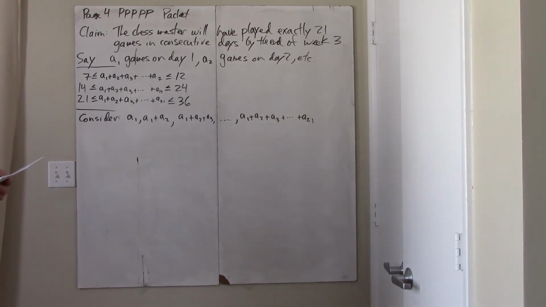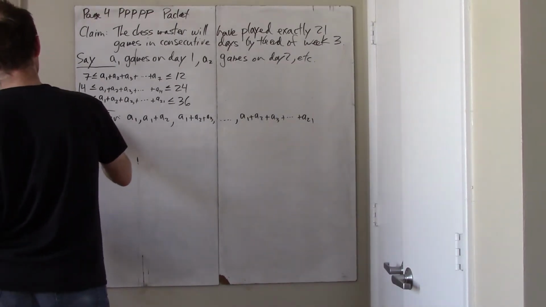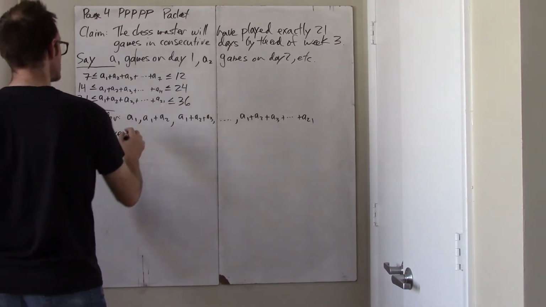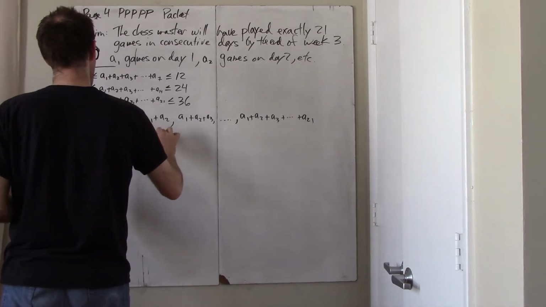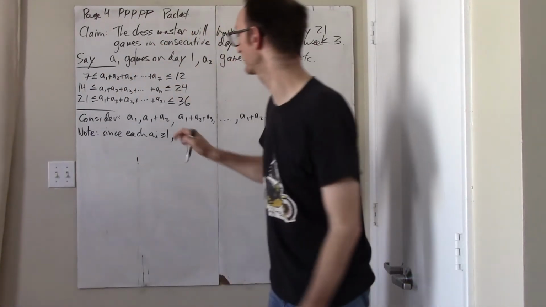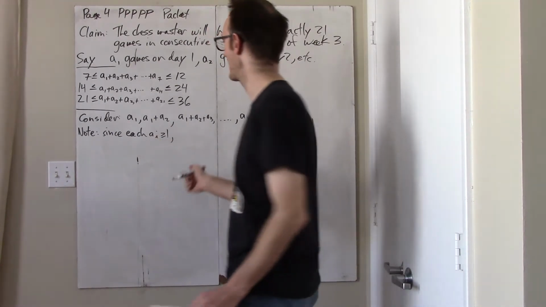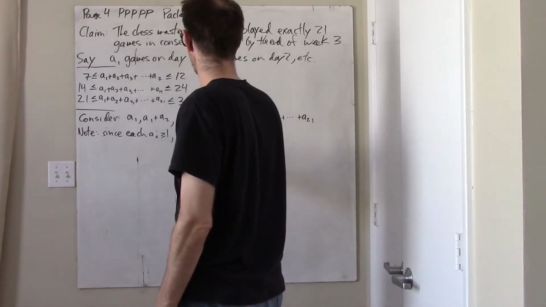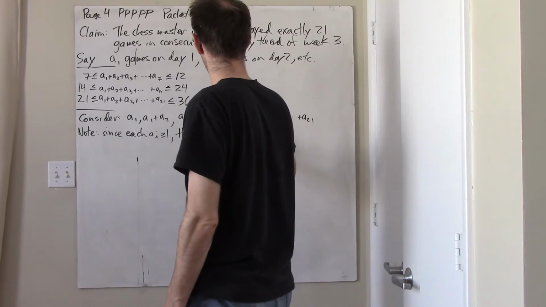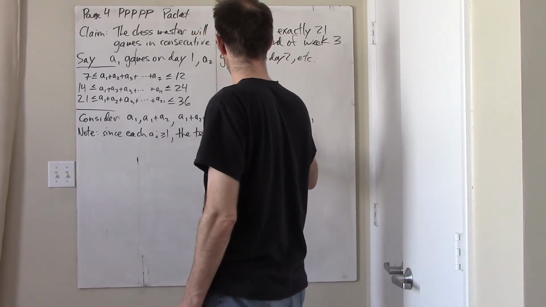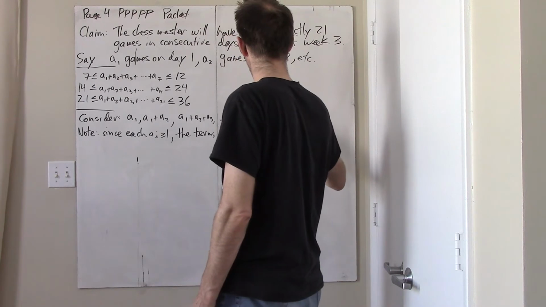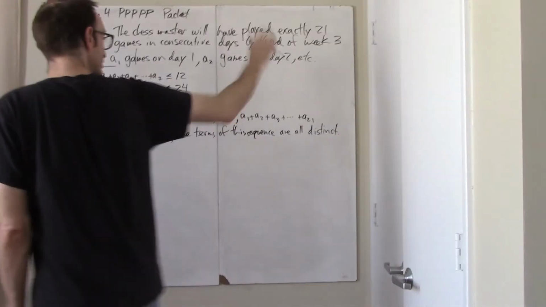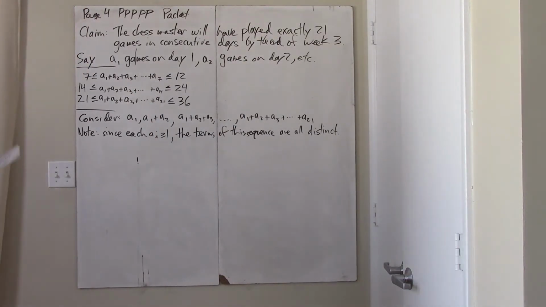Now, note that since each A sub i is greater than or equal to 1, which will become crucial later, he plays at least one game every day. That means the terms of this sequence are all distinct. In fact, this is an increasing sequence of distinct positive integers.